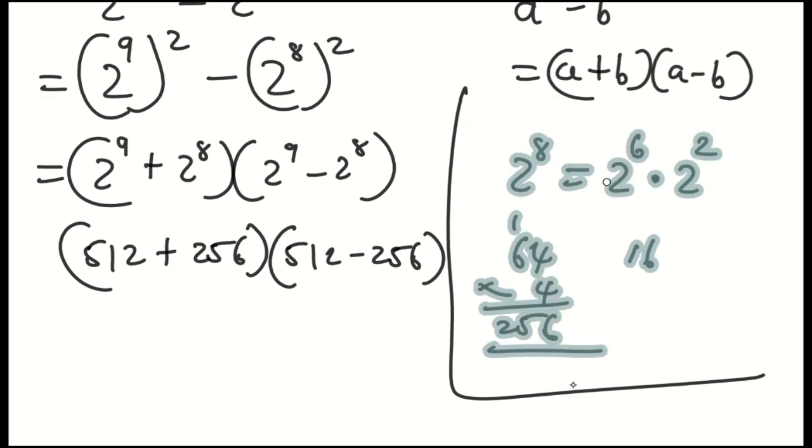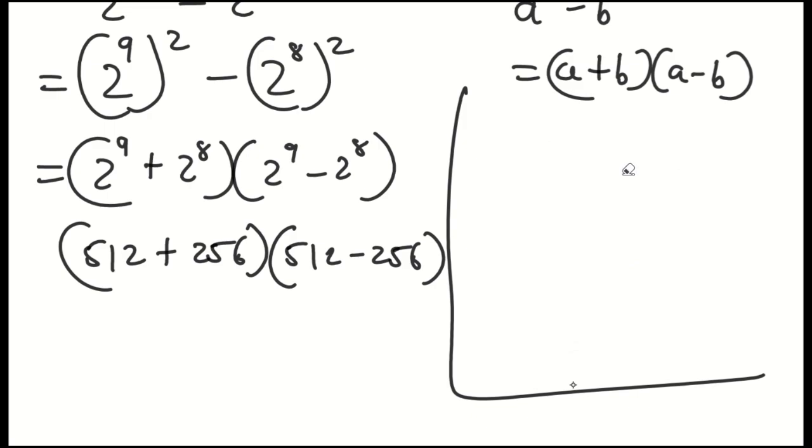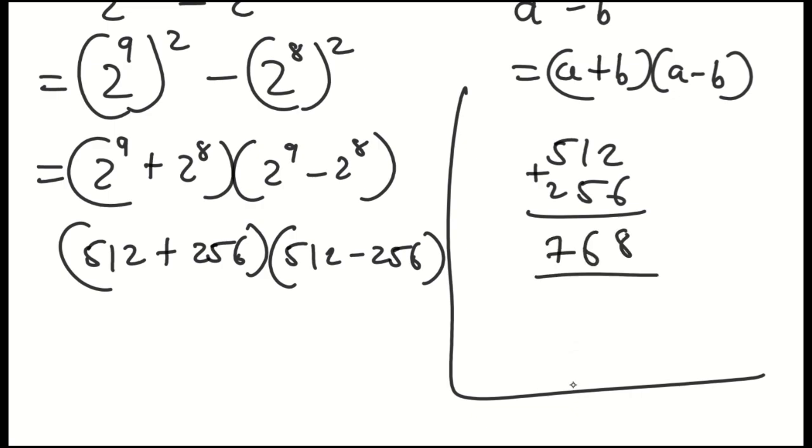Let's try to work it out here. 512 plus 256. 2 plus 6, that's 8. 1 plus 5 is 6. 5 plus 2 is 7. So we have 768. And then times what?